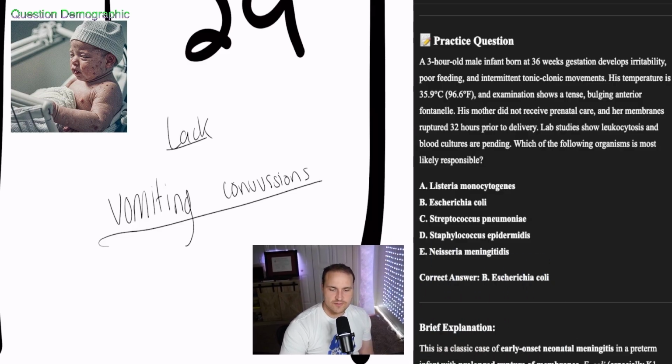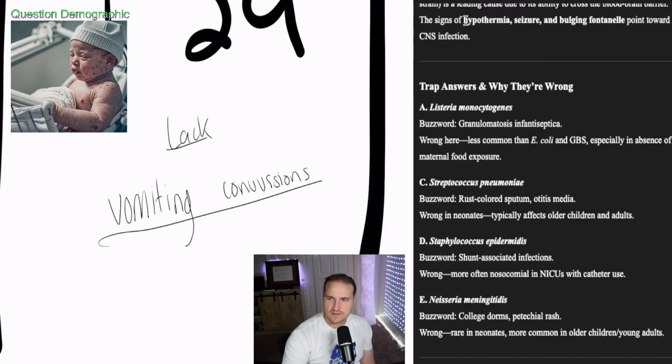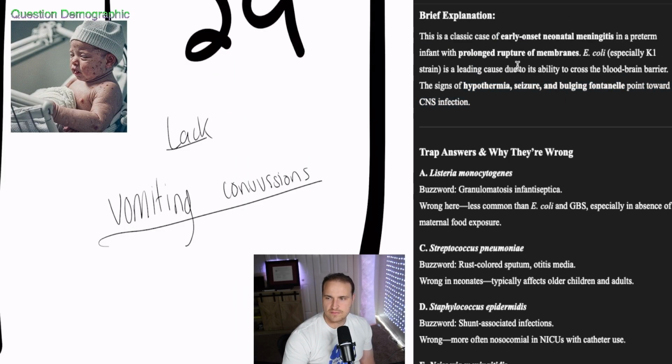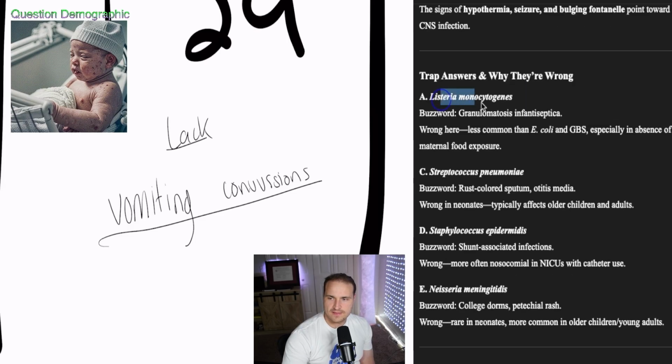Now, the question is, how do we distinguish this from other diseases? Well, hypothermia, seizure, and bulging fontanelle mean we've got a CNS infection, and E. coli crossed the blood-brain barrier. Listeria is much less common, especially in the absence of maternal food exposure. Strep pneumoniae would be rust-colored sputum, otitis media. Staph epidermidis has shunt-associated infections, more like with a catheter. Neisseria meningitis, you'd see that in college dorm rooms.